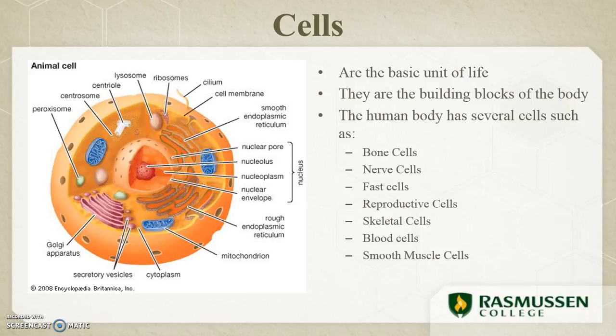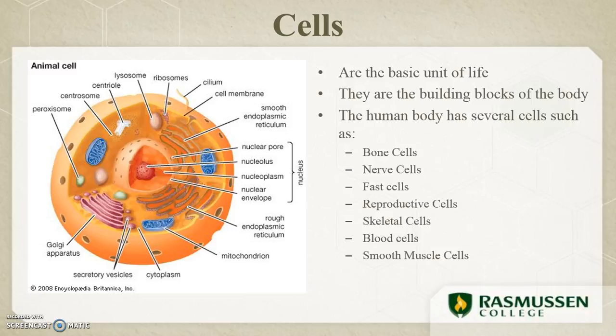Cells are the most basic unit of life, and this is considered the building block of the human body. The cells store information, and they use molecules to perform work that creates waste that needs to be disposed of. Our bodies have several types of cells. Some of the examples that we have are bone cells, nerve cells, fat cells, reproductive cells, skeletal cells, blood cells, and smooth muscle cells.